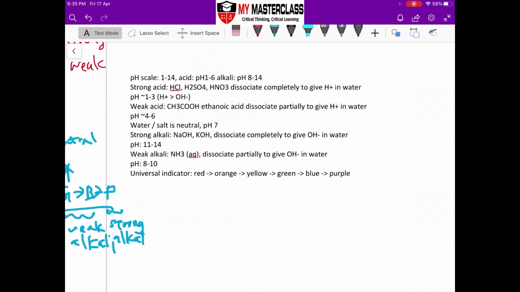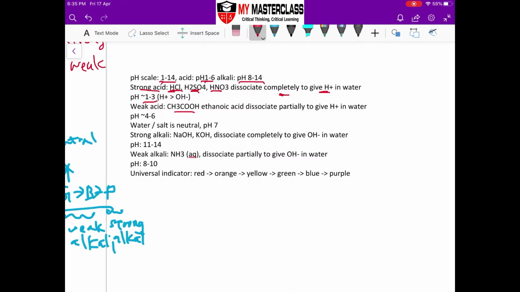Okay, so same thing over here, we have the summary, right? The pH scale is a scale between 1 to 14. And then acid, the pH is 1 to 6. Alkali, the pH is 8 to 14. Strong acid, your common sulfuric acid, hydrochloric acid, nitric acid, they dissociate completely in water to give the hydrogen ion. So the pH is 1, 2, 3. My H plus is more than OH minus.